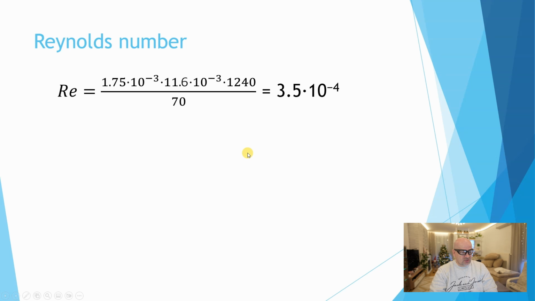Let's see the calculation. These are those numbers. Only I added these because I have to convert millimeters to meters, and then we get this number. This is a very small number, 0.00035, which is much smaller than those 2300 which I mentioned earlier.